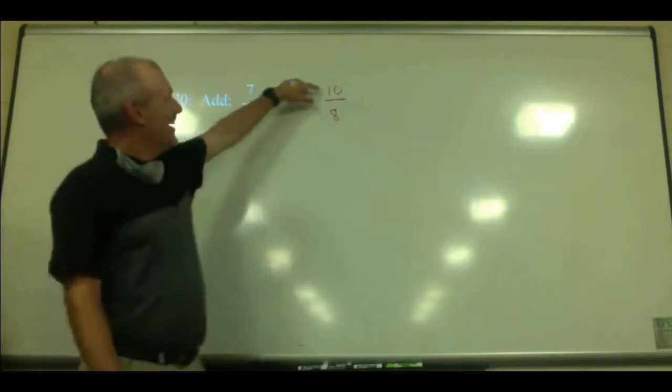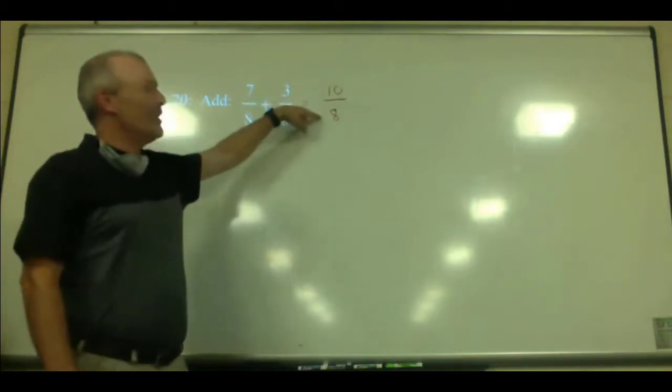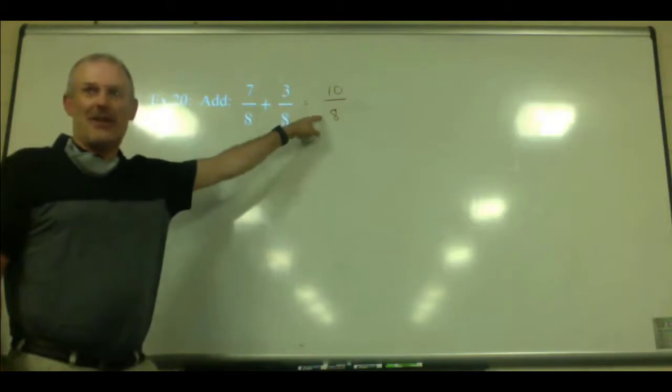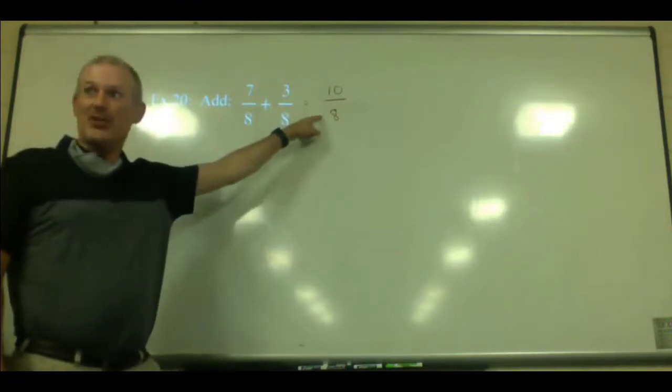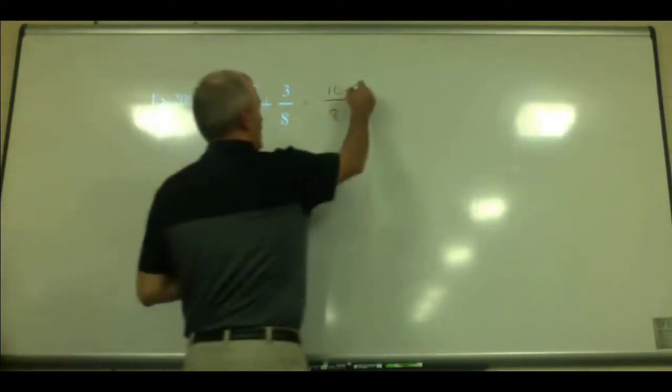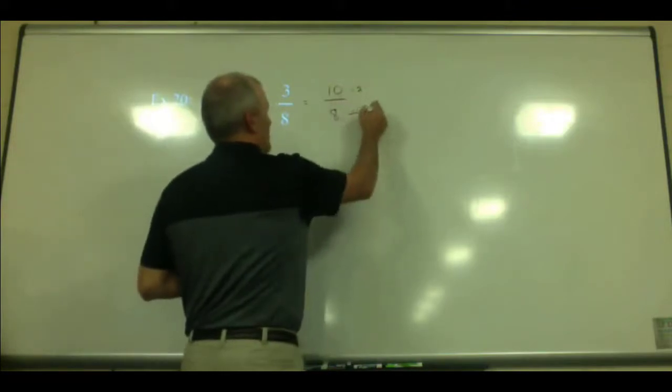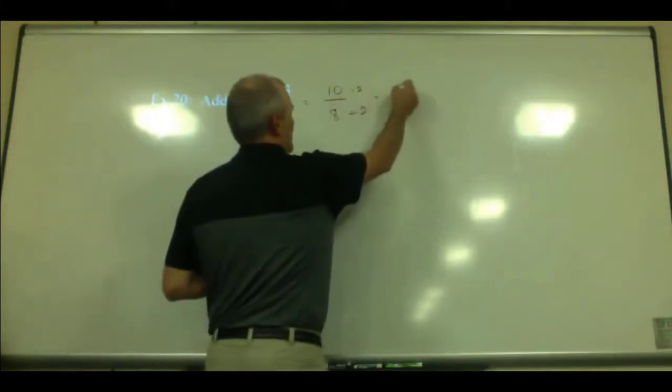I understand. So looking at this though, is there anything that we could reduce this by? Yeah, 2. They're both divisible by 2, right? So divide by 2, divide by 2. And we would get 5 on the top and 4 on the bottom.